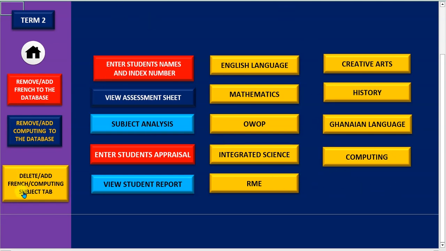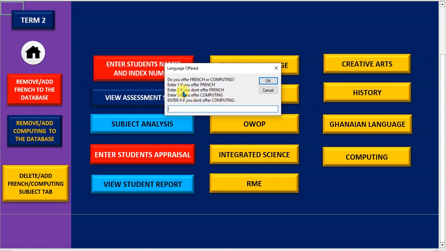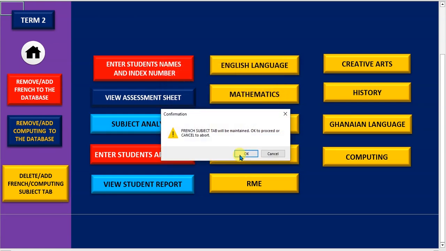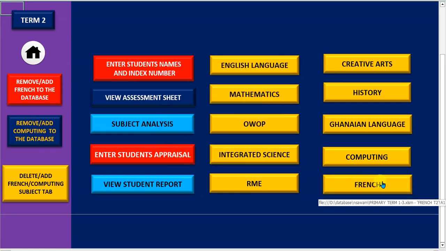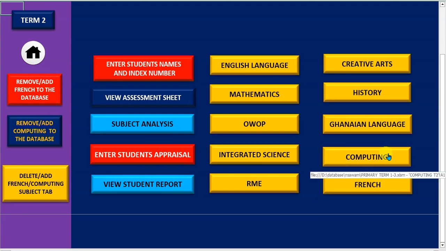You can bring it back by clicking on the same button, then enter 1 if you offer French. This time around, we want to offer French, so you just have to enter 1 to bring the French tab back. So the French tab appears. It applies to computing as well.